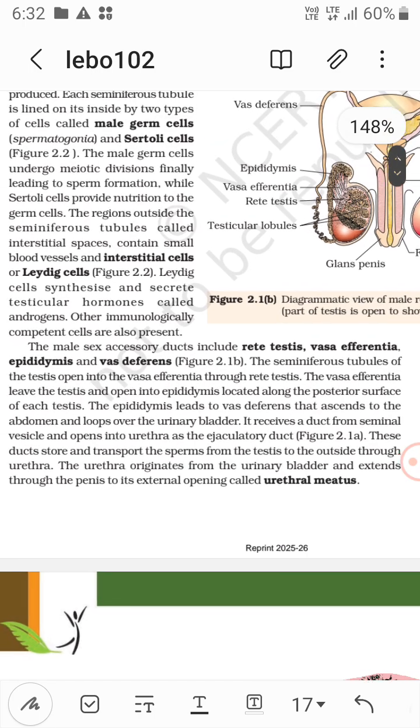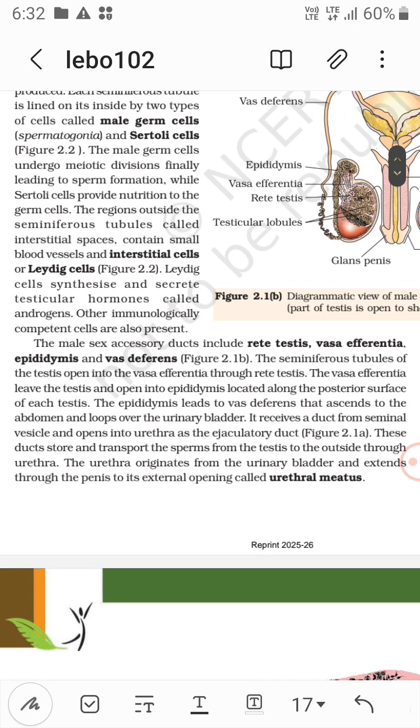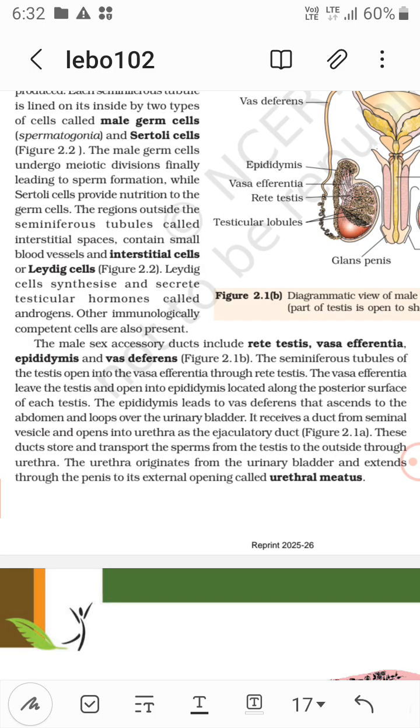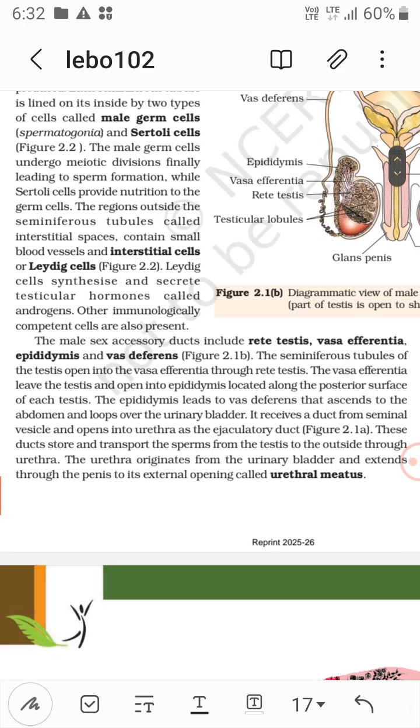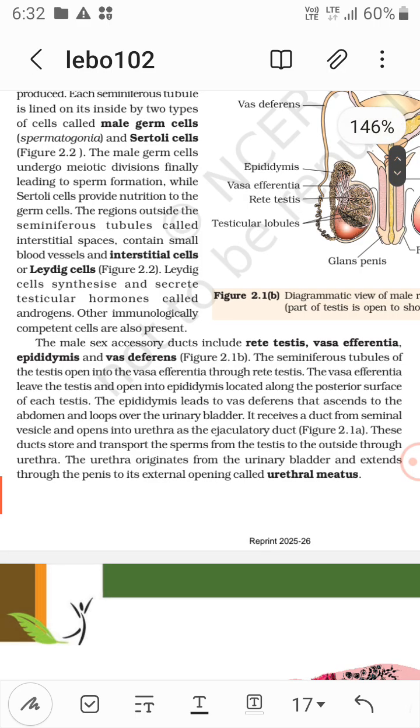of each testis. The epididymis leads to the vas deferens that ascends to the abdomen and loops over the urinary bladder. It receives a duct from the seminal vesicle and opens into the urethra as the ejaculatory duct. These ducts store and transport the sperms from the testis to the outside through the urethra.